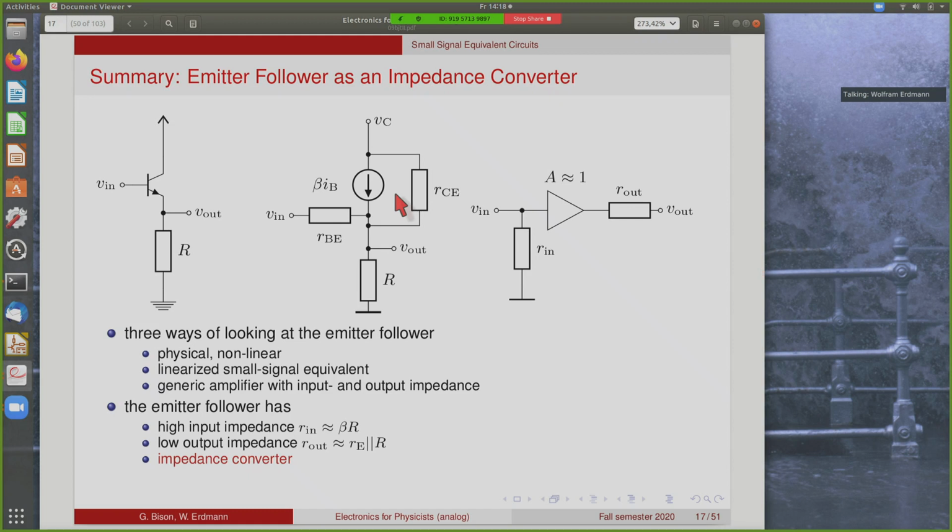And just to summarize, the emitter follower, of course, has a very high input impedance, which is given by beta times the load resistor, and a very low output impedance, which is the parallel value of the emitter resistance and the load resistance. Because it has high input and low output impedance, it is also called an impedance converter. What is an impedance converter good for?